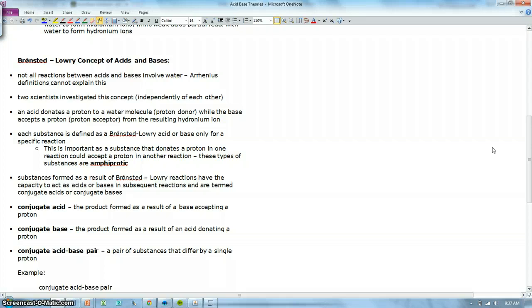Each substance is defined as a Bronsted-Lowry acid or base only for a specific reaction. This is important, as a substance that donates a proton in one reaction could accept a proton in another reaction. And these substances are called amphiprotic, which means that amphi means they can do both, and protic means protons. So they can both accept and give protons. If they're giving a proton, they're an acid. If they're accepting a proton, they're a base. So a little bit different than the Arrhenius definition, where if it had an H+, it was an acid, and if it had an OH-, it was a base.